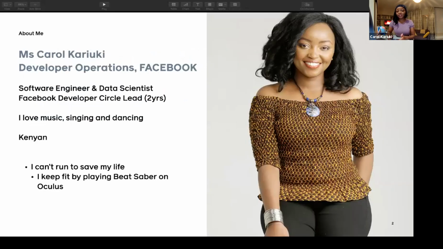All right, so my name is Carol Kariuki, as you've heard. I am working at Facebook and I'm with the developer operations team. I support developers building on top of our platform products. Professionally, I'm a software engineer and a data scientist. And I was a Developer Circles lead for the Nairobi chapter between 2018 and mid this year, mid 2020.